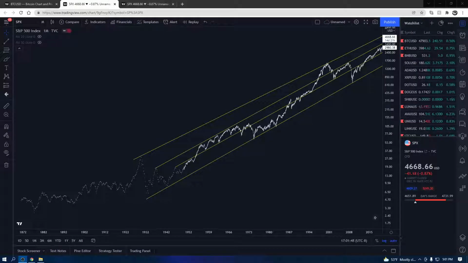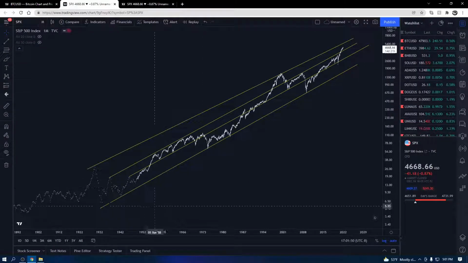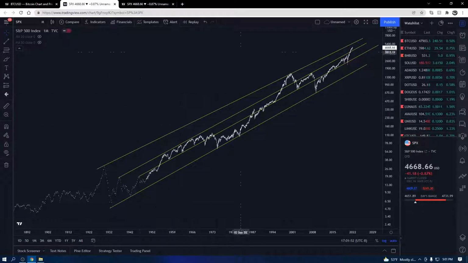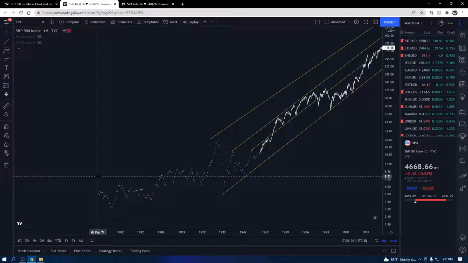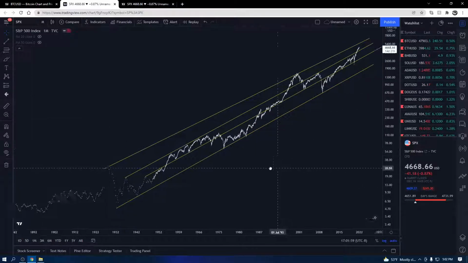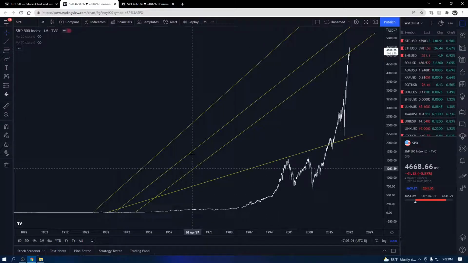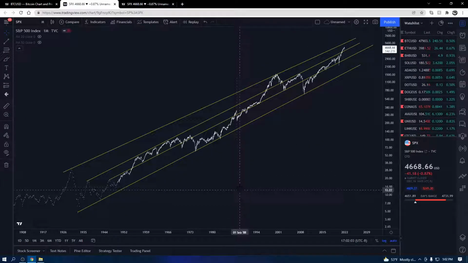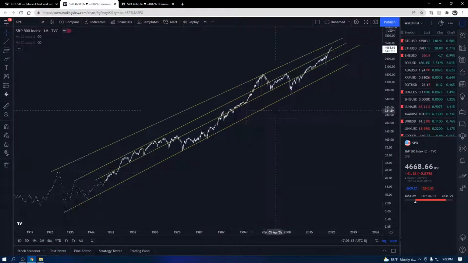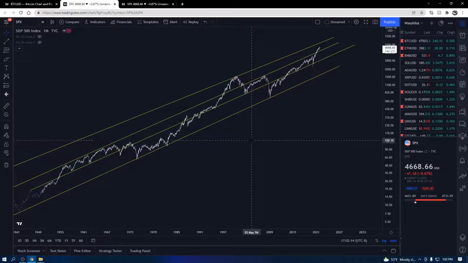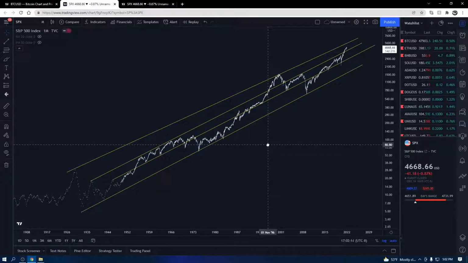So I've been wanting to make this video for quite a while, and this is the logarithmic chart of the S&P 500 going back all the way to 1871. And so this is a logarithmic chart. This is the normal linear chart, logarithmic chart, and these are just 4 lines that I drew that I think can not predict, but it's a pretty good way of showing where the stock market is headed for the foreseeable couple of months at least, or even a couple of years.